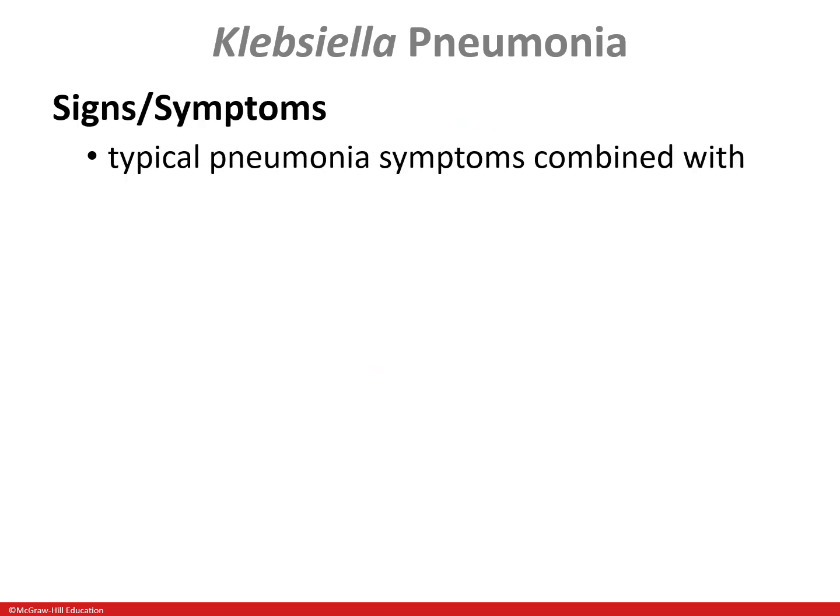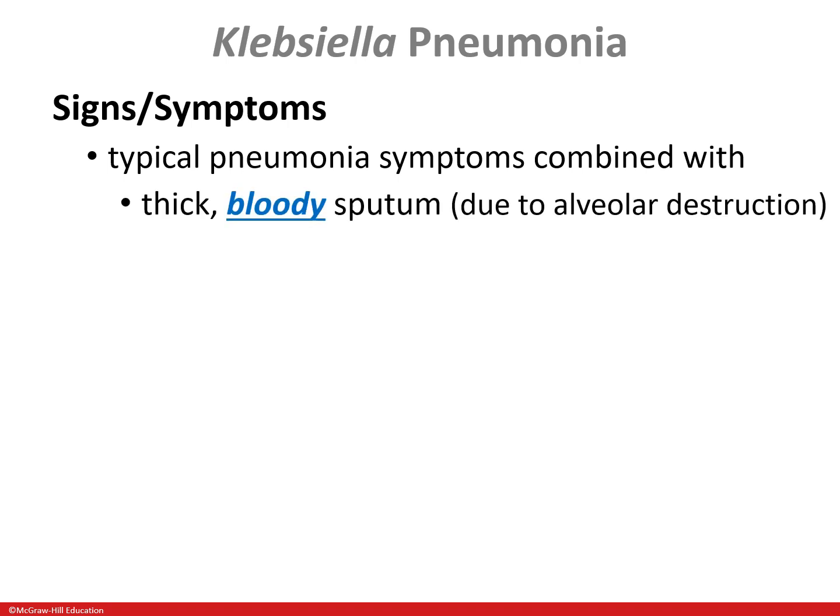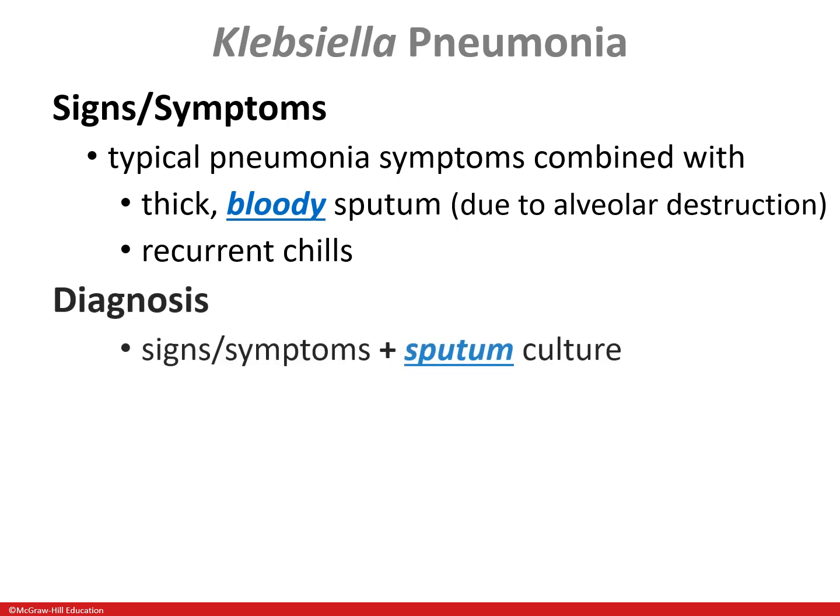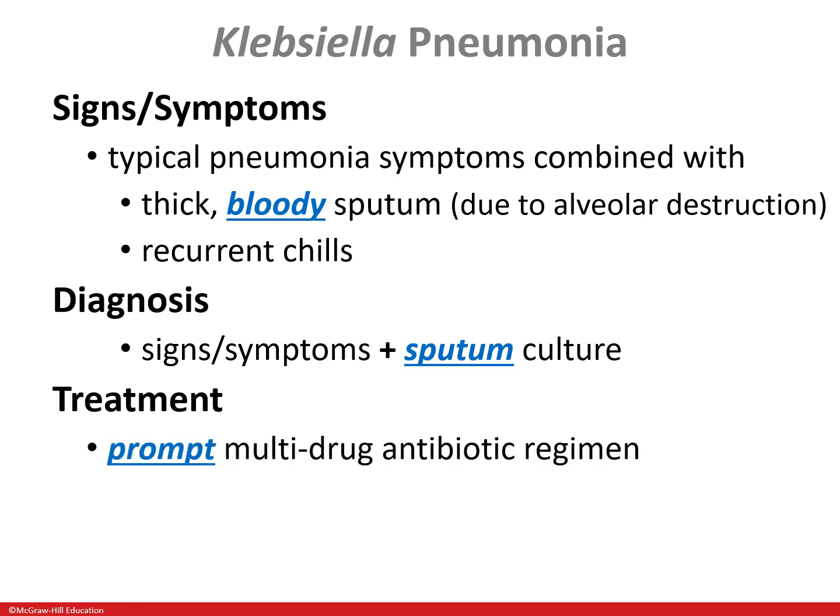So signs and symptoms are going to be very typical of pneumonia, but we will also see a very thick, bloody sputum, because when the bacteria gets into the alveoli and kills them, then it's going to produce blood. So this is actually one of those distinguishing factors. So we'll talk about other forms of pneumonia. If it's not a thick, bloody sputum, then it's probably not Klebsiella. Patients often typically also have recurring rounds of chills associated with that infection. So diagnosis, signs and symptoms, plus a sputum culture. So we can culture Klebsiella.